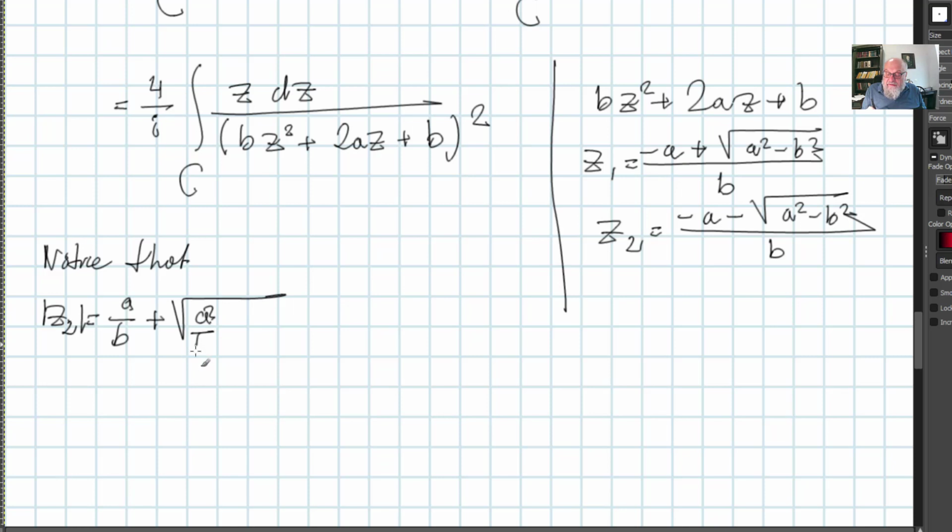We can see that a is larger than b, so that one is larger than 1, and of course in such a case that root is larger than 1, so we can write it down that z2 is outside C. So now there is z1. Let's check z1.